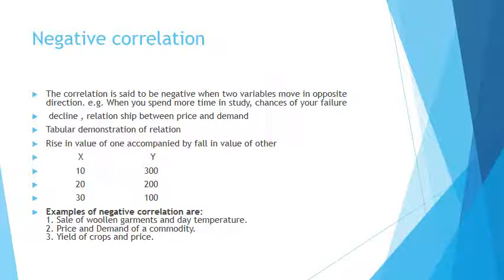Some other examples are sale of woolen garments and temperature, price and demand of a commodity. As price increases, the demand of a commodity decreases. Similarly, yield of crops and price.